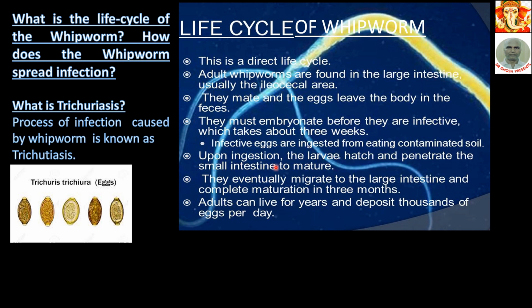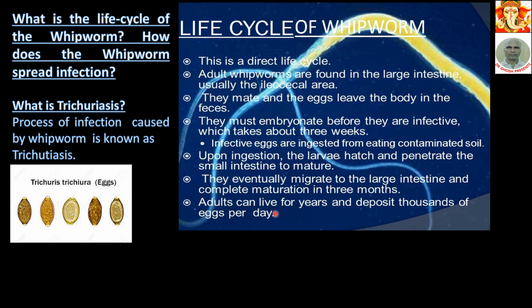Upon ingestion, it is taken into the system of taking food, that is, the alimentary canal. Upon ingestion, the larvae hatch and penetrate the small intestine to mature. They eventually migrate to the large intestine and complete maturation in 3 months. In the large intestine, where the feces or stool are expelled, the adult can live there for years and deposit thousands of eggs per day.